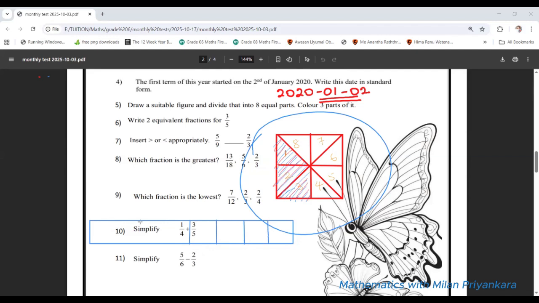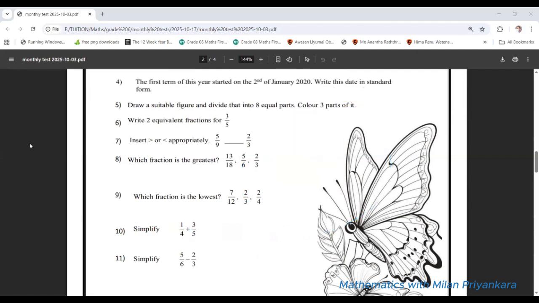But do not forget that all these parts should be equal to each other. They should be the same size. If you color this, you can color like this. You have to color 3 parts. You can do like this also. So both of these are correct. If you want, you can draw a circle and divide it into 8 parts. It's very easy.